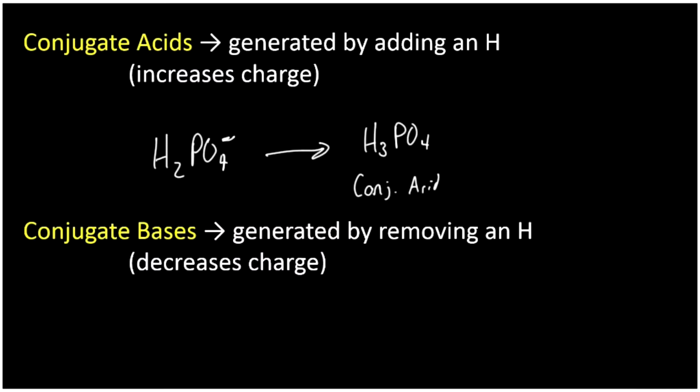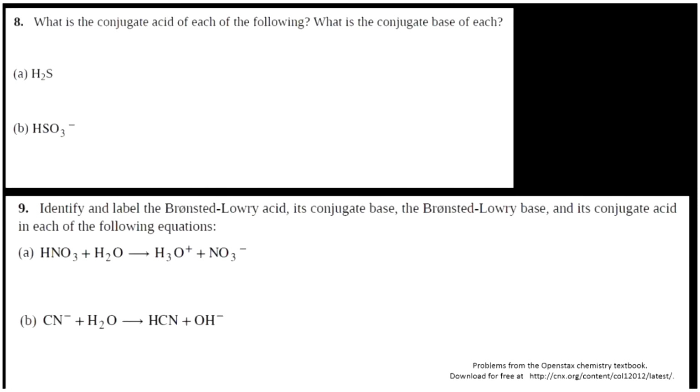Conjugate bases are generated by removing an H. So we see that H2PO4 minus can go to its conjugate base by dropping a hydrogen, HPO4. Since it lost something positive, it goes from -1 to now -2. And that's the conjugate base. All right, let's do a few practice problems with conjugate bases and acids in our Bronsted-Lowry and acid definitions.